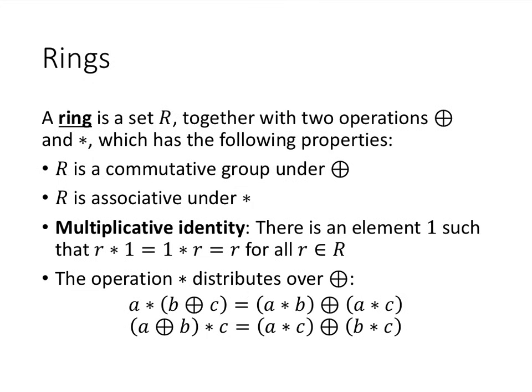And then finally, the multiplication and addition operations interact with each other in the way that we would expect. In other words, we have distributivity, which we have left distributivity here and right distributivity there, because the star operation, the multiplication, does not have to actually be commutative. Again, a times b does not always have to equal b times a.